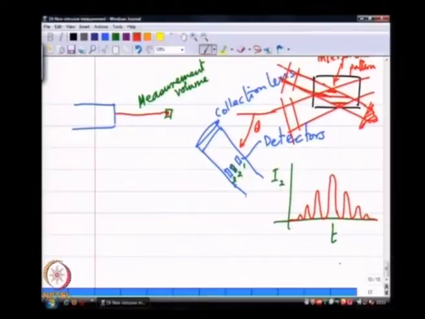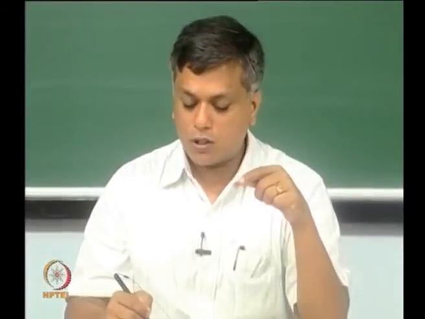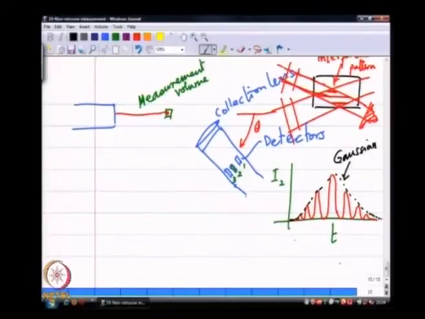So, this is the intensity measured by the detector 2 as a function of time, and this intensity profile falls in this envelope, which is due to the Gaussian intensity distribution. So, every time one of these particles passes through the measurement volume, I am going to see this I 2 as a function of time. This is called a Doppler burst. Every time a single particle passes through the measurement volume, I will get one of these Doppler bursts.